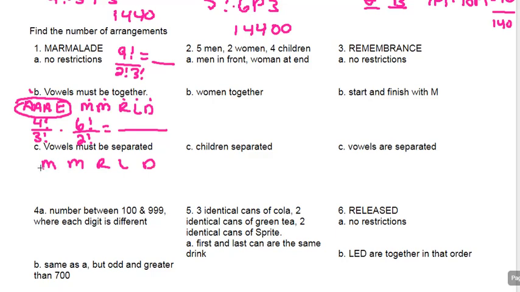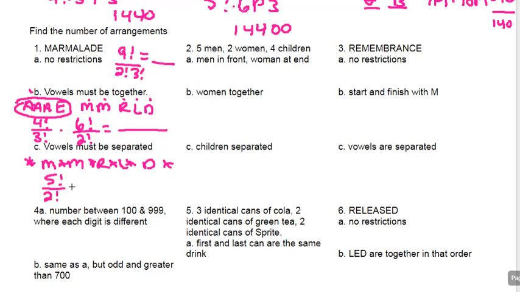Now, these are my vowels, the vowels must be separated. So these are the non-vowels. These are the places the vowels could go. They could go here, here, here, here, here, and here. Now, what I've got to do is first find the number of ways to arrange the non-vowels. So we've already said there's 1, 2, 3, 4, 5 non-vowels. But the thing is, 2 of them are duplicates. So we're going to divide by that.